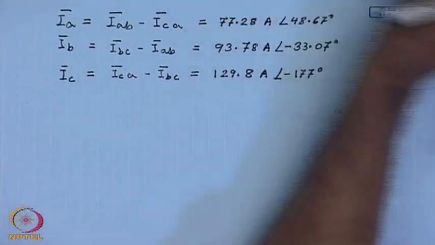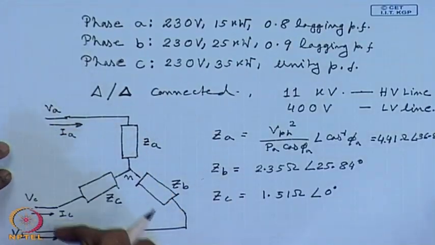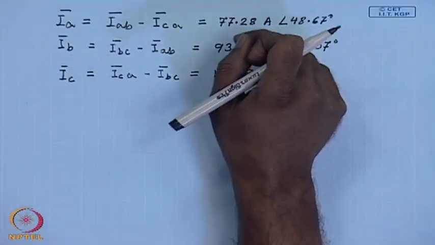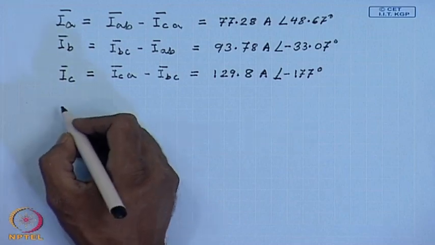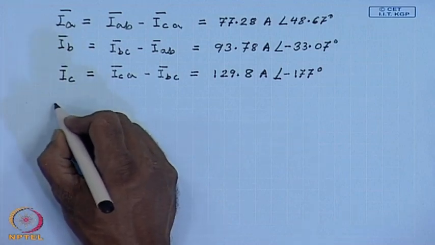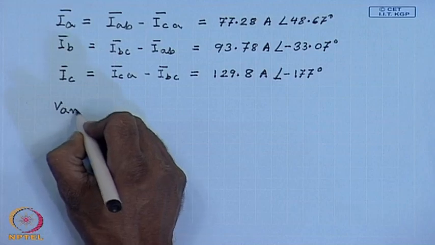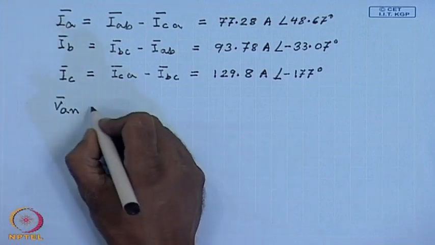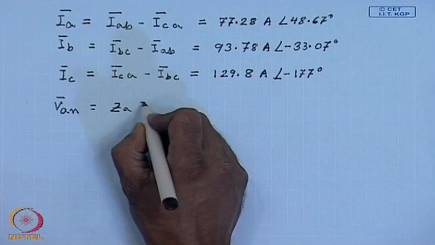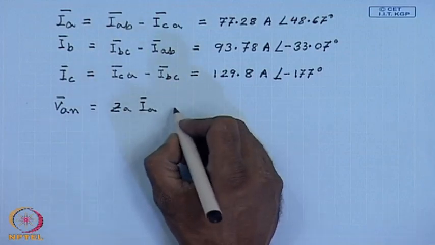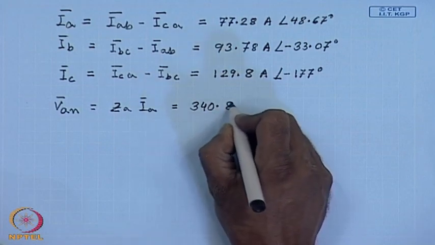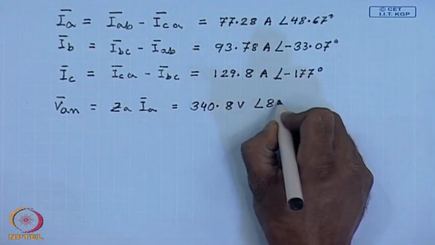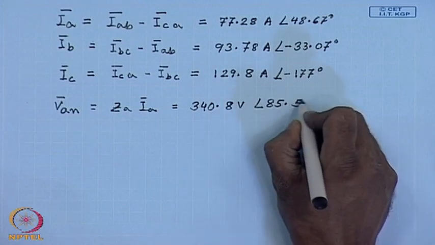Once we know the actual line currents, it is now easy to find out the voltage across different load phases. So, V A N will be equal to Z A into I A, which comes out to be 340.8 volts, angle 85.54 degrees.